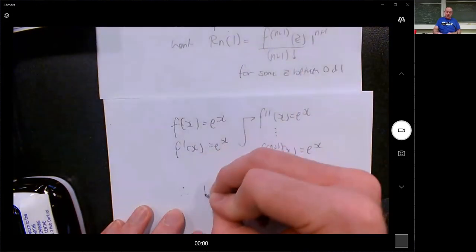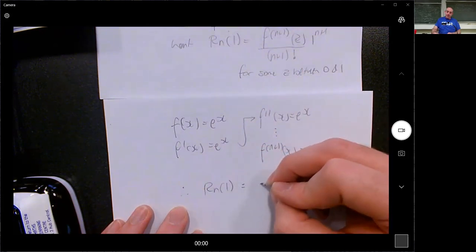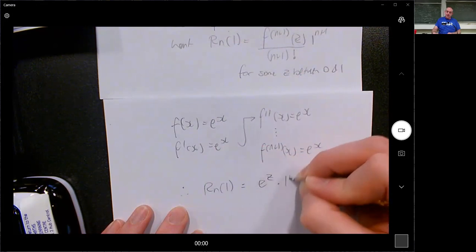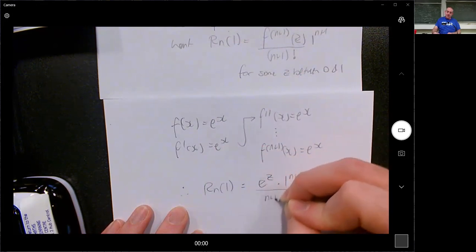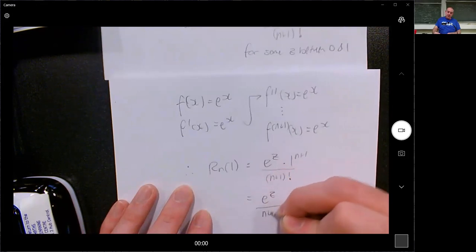And so therefore, Rn of 1 will be e to the power of z times 1 to the n plus 1 over n plus 1 factorial, which is e to the power of z over n plus 1 factorial.